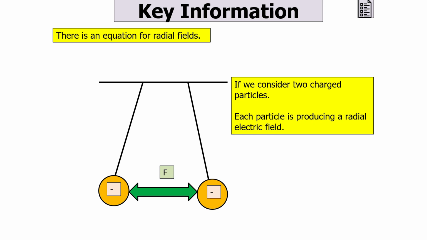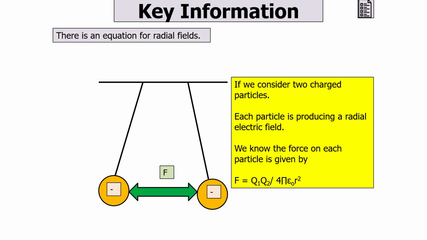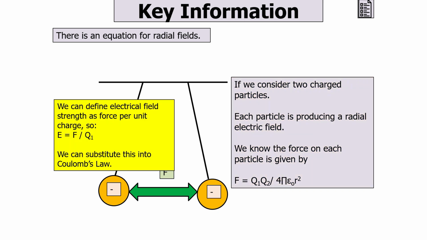So if we consider two charged particles, each particle is producing a radial electrical field. We know the force on each particle is given by the equation F is equal to Q1 Q2 over 4 pi epsilon 0 r squared. Now we can define electrical field strength as the force per unit charge. So E is equal to F over Q1. So F therefore is equal to E Q1. Now we can substitute this into Coulomb's law.